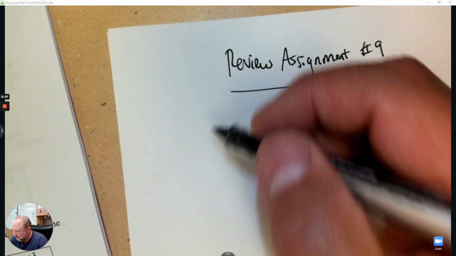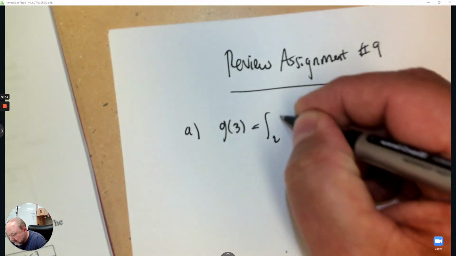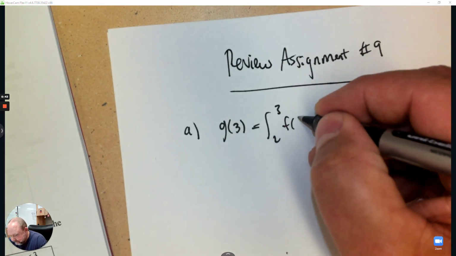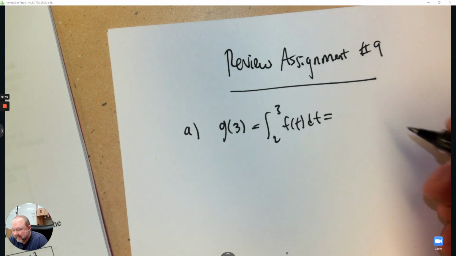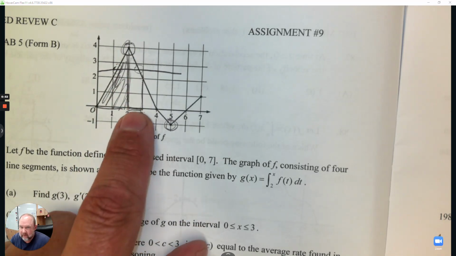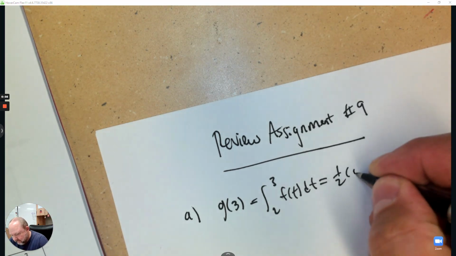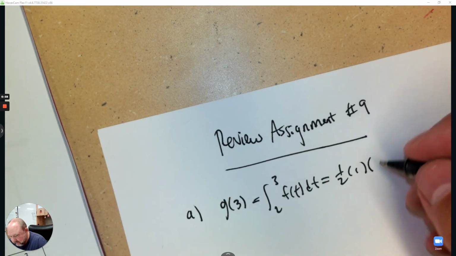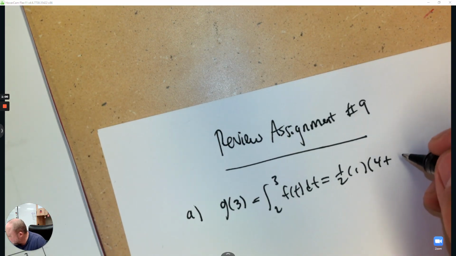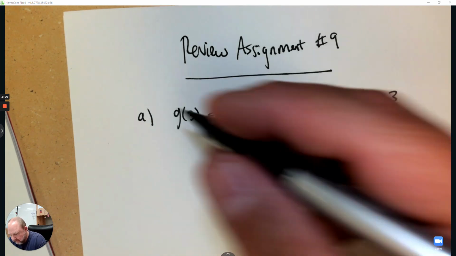So we're going to write down what we're doing. If I want to find g at 3, I'm finding the area from 2 to 3. And that area from 2 to 3 is a trapezoid. So if I just go 2 to 3, that's a trapezoid. The area of a trapezoid is 1/2 the width, and then you add the two heights. One height is 4, and the second height is 2, and that's it. If I wanted to answer it, that would be 1/2 of 6, which is 3.